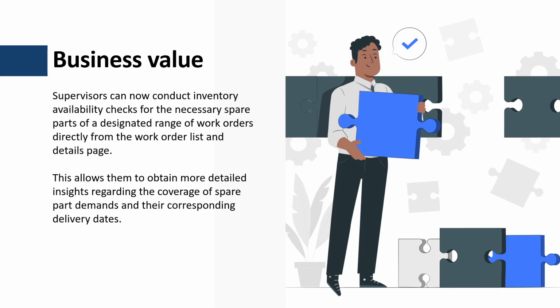Using the material availability check on the maintenance work orders, the maintenance supervisors could perform inventory availability check for the required spare parts of a range of work orders. Upon the verification process, the supervisors will have a comprehensive summary that highlights which orders have all the required materials, so they are ready to be released, as well as which orders experience either partial or complete unavailability of spare parts.